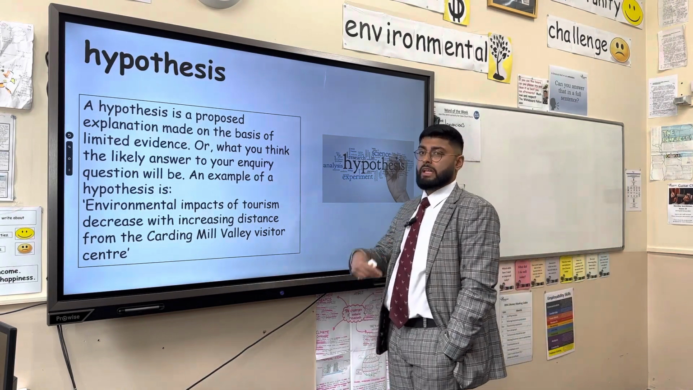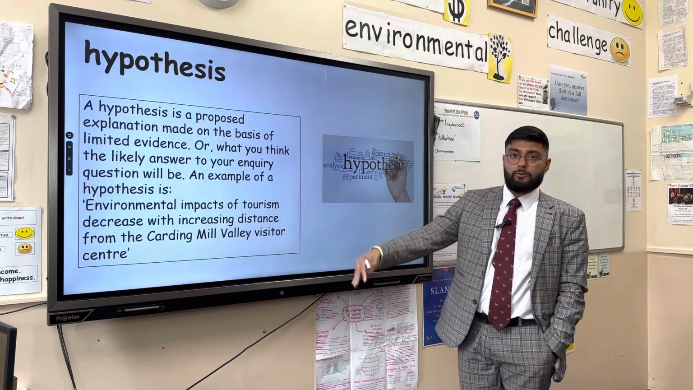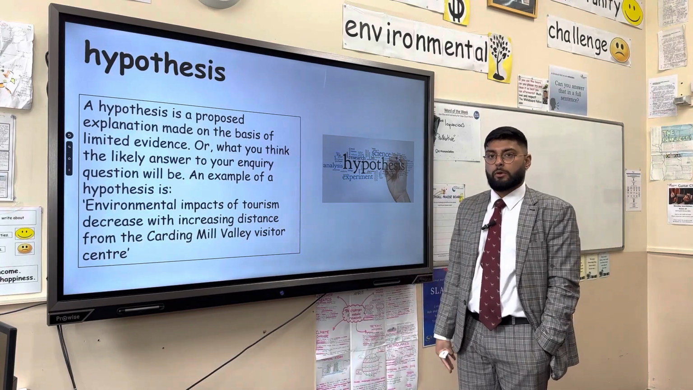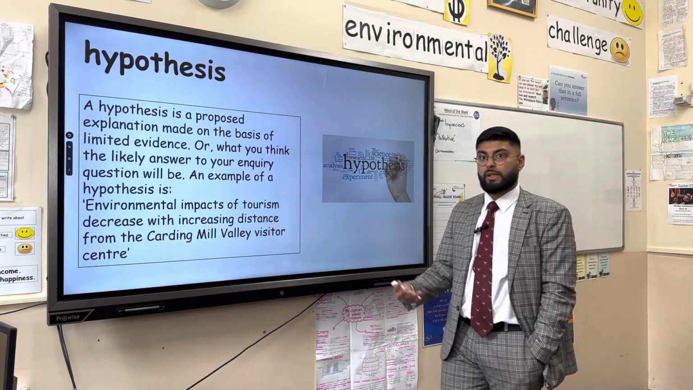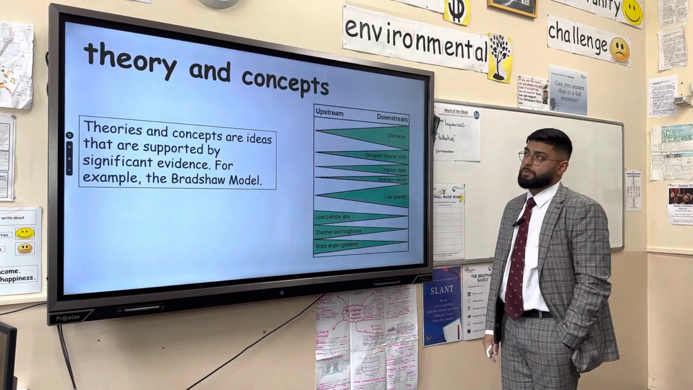So this hypothesis is predicting that the further away you get from the toilets and the restaurant and the shop at Cardamel Valley, the less impact of tourism there'll be, the less litter, the less noise pollution.